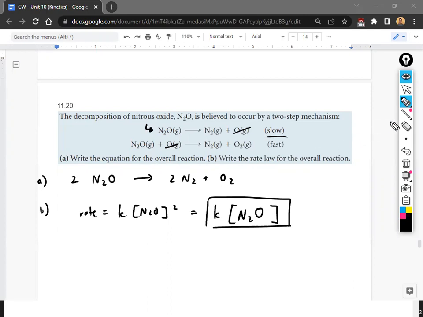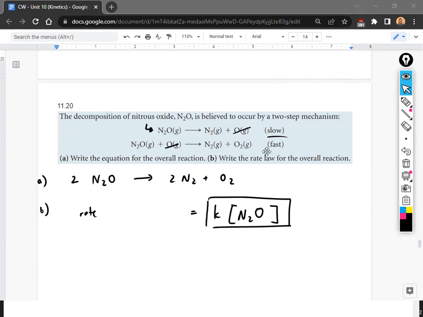Exactly, so your rate law is going to be the slow step. Just remember, the slow step slows down the whole reaction, just like the slow person in your group slows down the entire group project. No matter how fast the rest of you do the project, that slow person keeps you from finishing. If they're slow, it doesn't work.